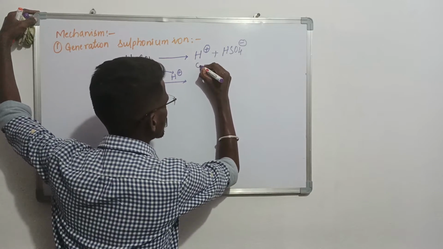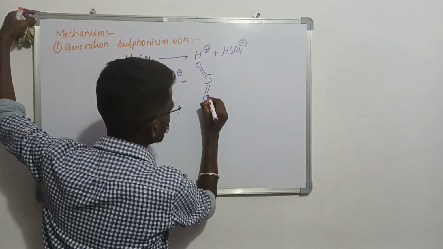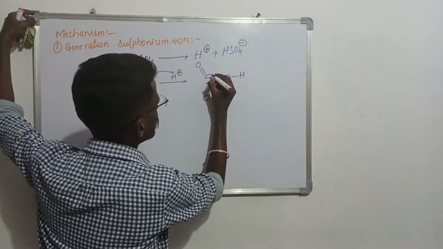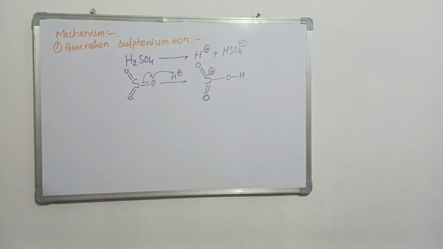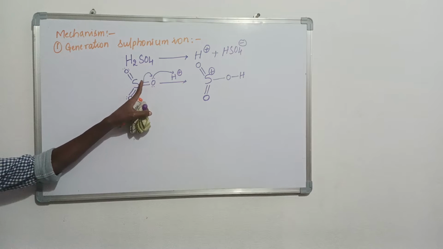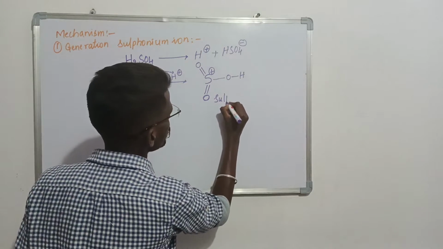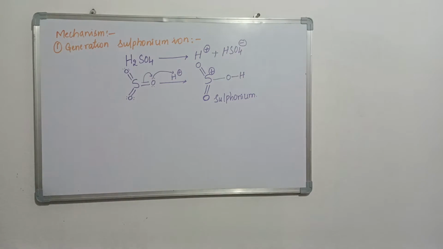The sulfonium ion has sulfur double bond O, sulfur double bond O, and O and H, and the sulfur gets a positive charge because the electrons are shifting towards the oxygen atom, and the sulfonium ion is formed. Then this sulfonium ion attacks the pi electron system of benzene.